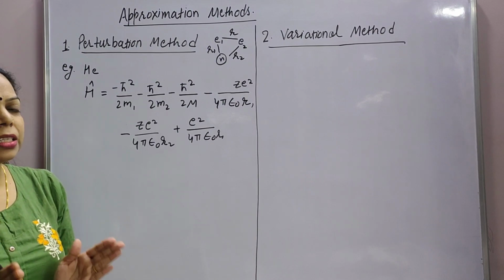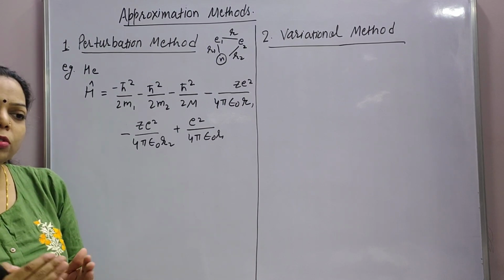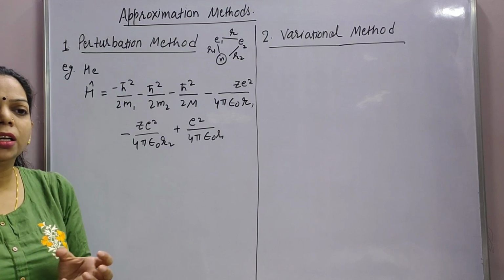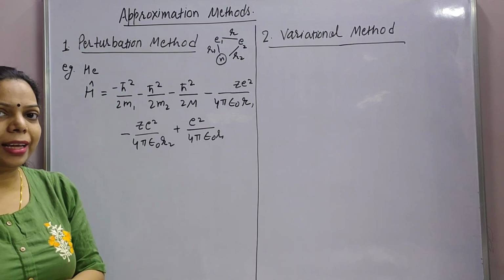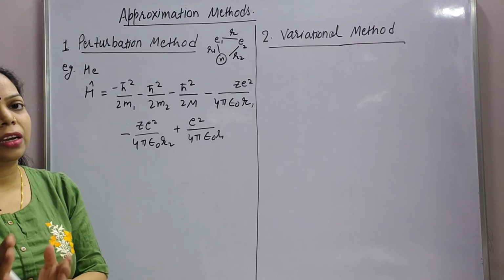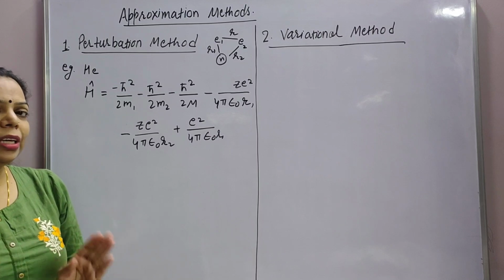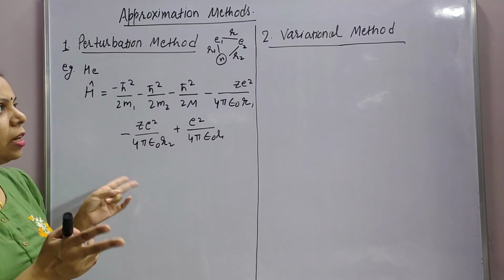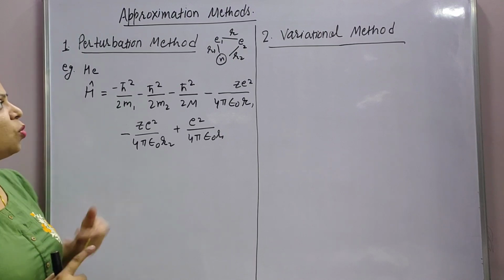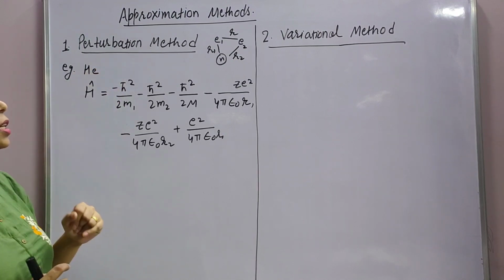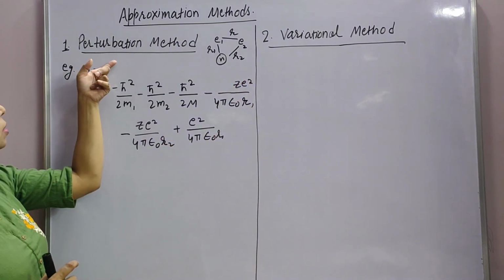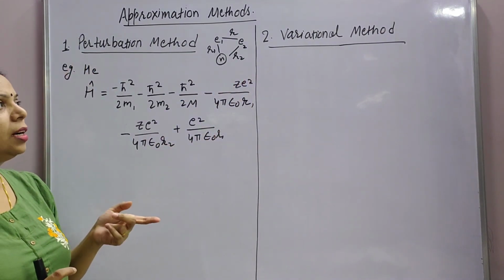So we apply some approximations just to simplify the equation, Schrodinger's wave equation, so that we can get a very close value, not exact but very close value to the experimental results for energy and wave function. So there are two main approximation methods that we are discussing here. First one is the perturbation method, another one is variational method. So we are going to discuss perturbation method first and after that variational method.